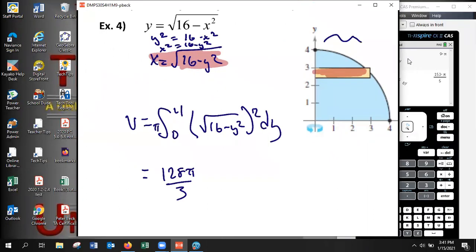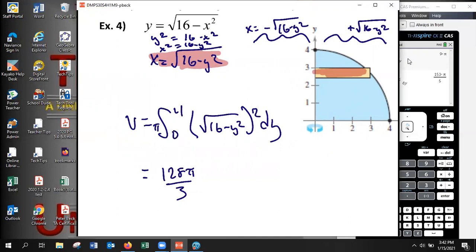And just so you know, this is the positive square root of 16 minus y squared. This side would have been the negative, oops, not that side. That side would have been the, no, I was right the first time. So this is x equals the negative square root of 16 minus y squared. But anyway, I digress. So we throw that into the calculator and we get 128 pi over 3.